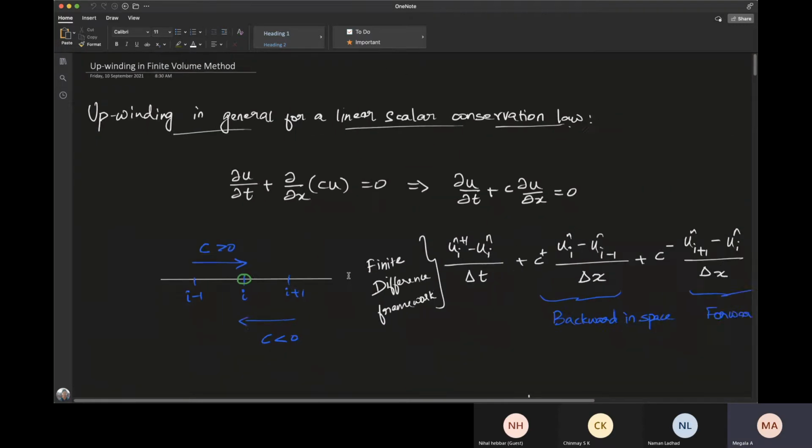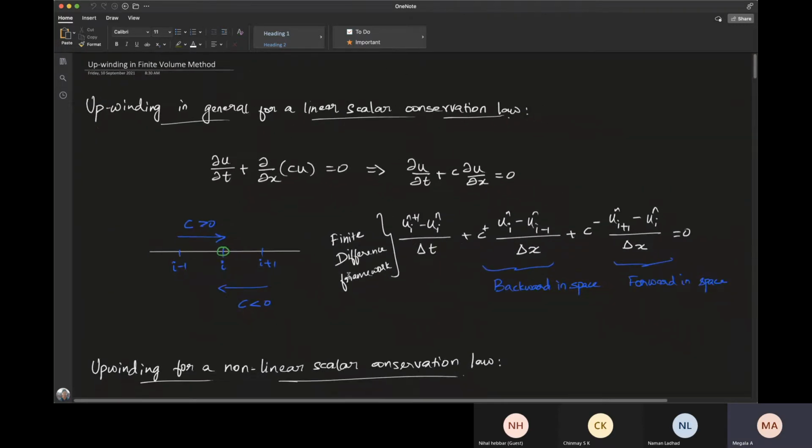So for a general linear scalar conservation law, where c is the wave speed, this is our scalar conservation law. U is the conserved variable and Cu is the flux. This is in conservative form, this is in non-conservative form, and for linear conservation laws, there's no difference between conservative and non-conservative form, because C is just a constant. It doesn't matter whether it's inside or outside.